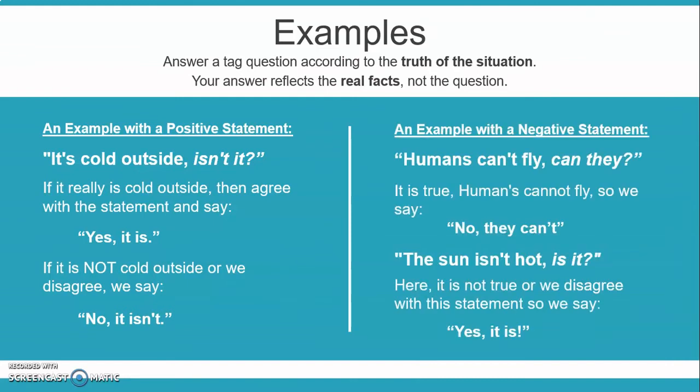An example with a negative statement. Let me give you two examples here. Humans can't fly, can they? Here it is true, humans cannot fly, so we say, no they can't. The sun isn't hot, is it? Here it's not true, or we disagree with this statement, so you say, yes it is. I hope you have understood how you can answer question tags.